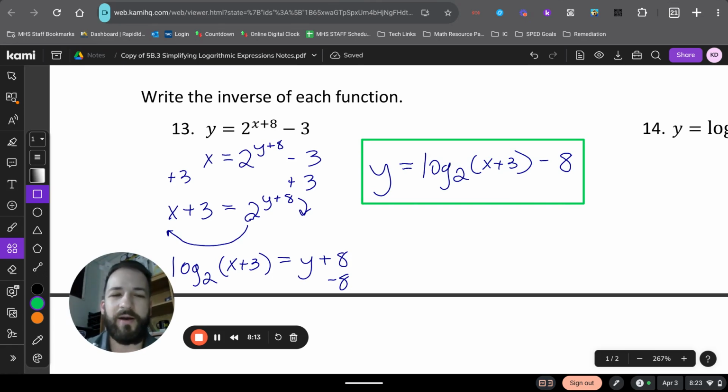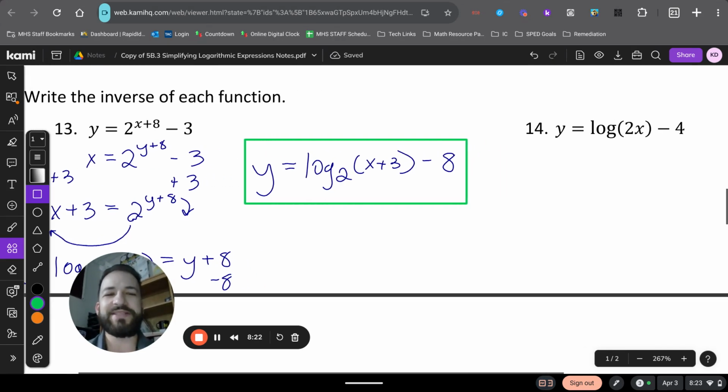Okay. And we've done this before. We've talked about it before. You maybe even did a little bit on our review or our practice in Unit 5A, so this should be comfortable. So go ahead and do the same thing for 14, but this time we're starting with a log, and your final answer should be an exponential function.